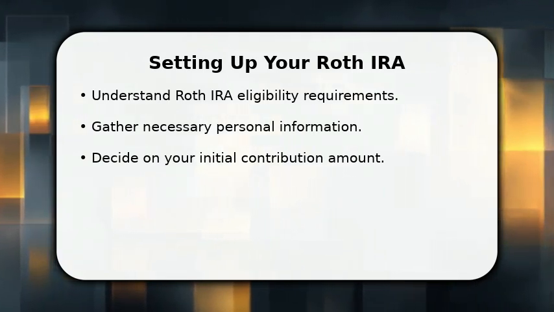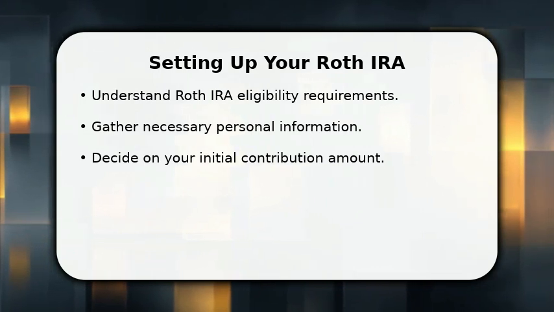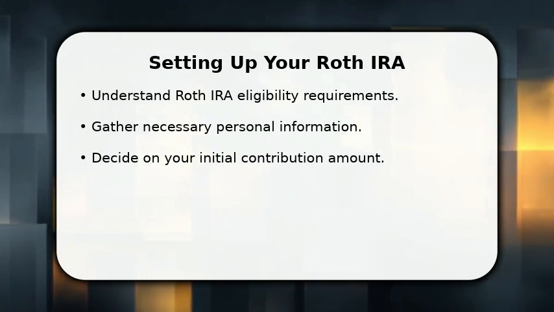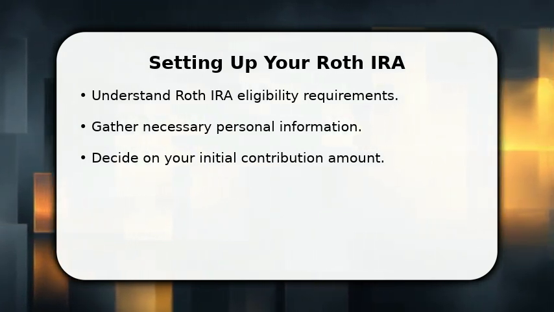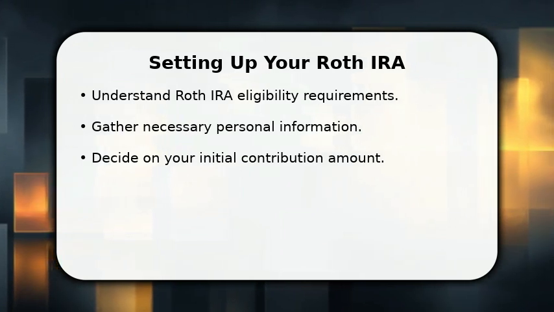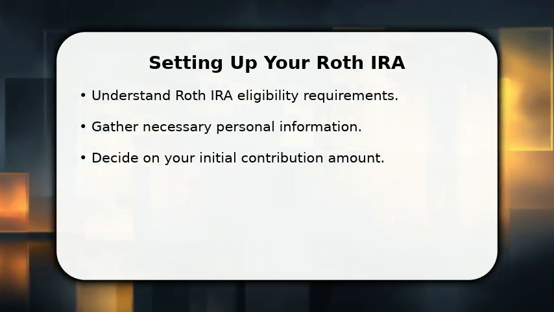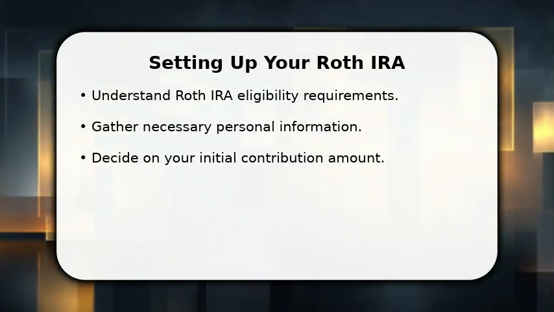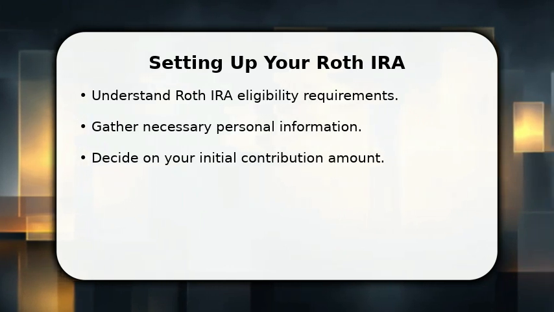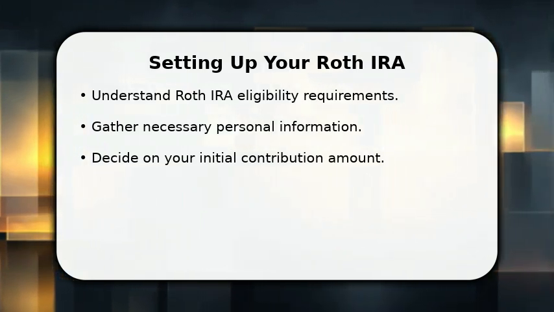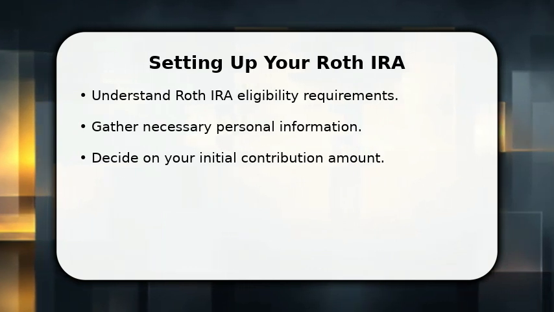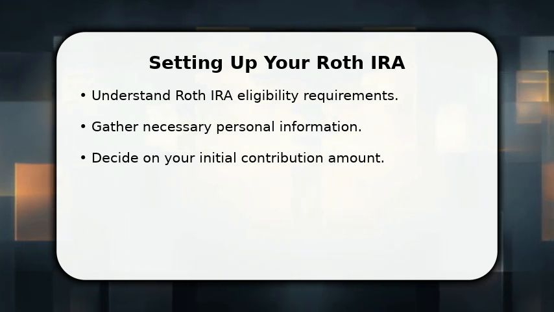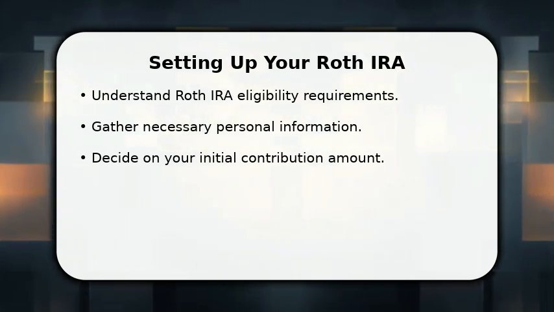In this video, I will explain how to set up a Charles Schwab Roth IRA. First, confirm you meet the eligibility requirements for a Roth IRA, considering income limits. Next, gather all your necessary personal information, including your social security number and employment details. Finally, decide on your initial contribution amount, keeping in mind the annual maximums. This preparation ensures a smooth account opening process, helping you start your retirement savings effectively and efficiently with Charles Schwab.